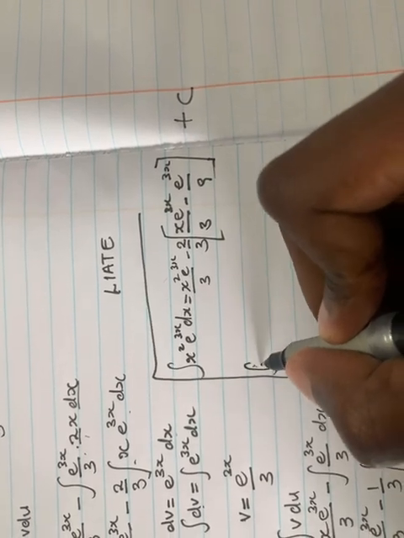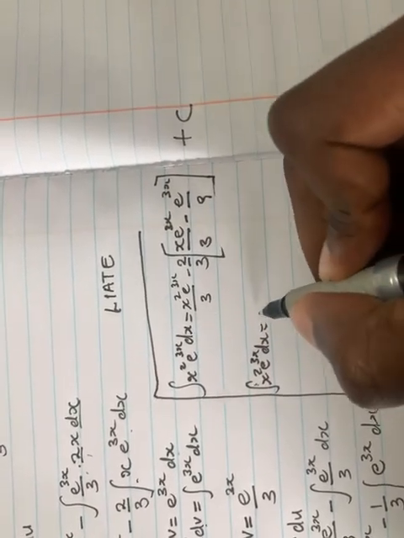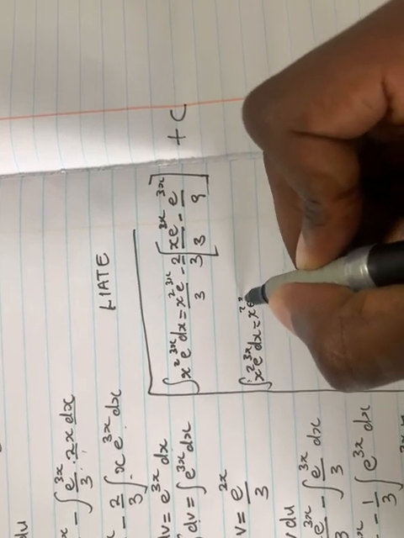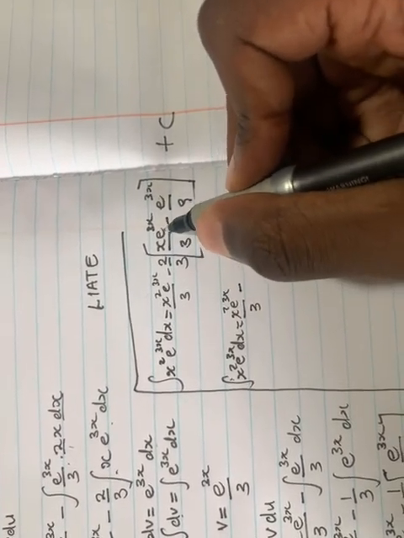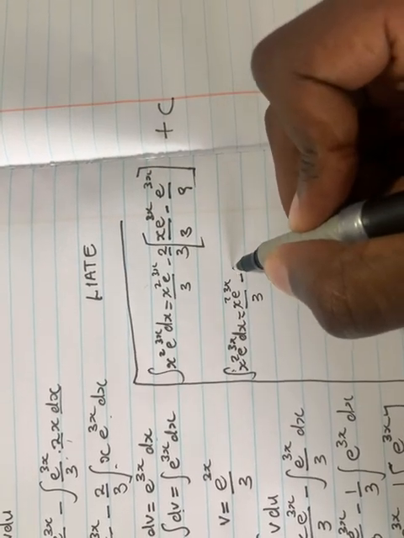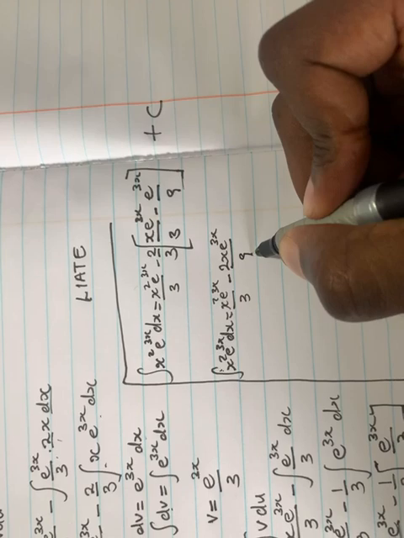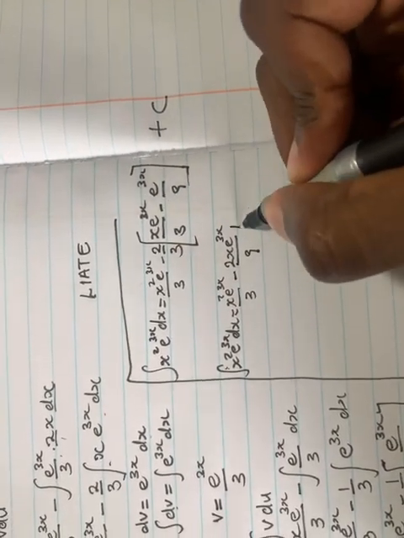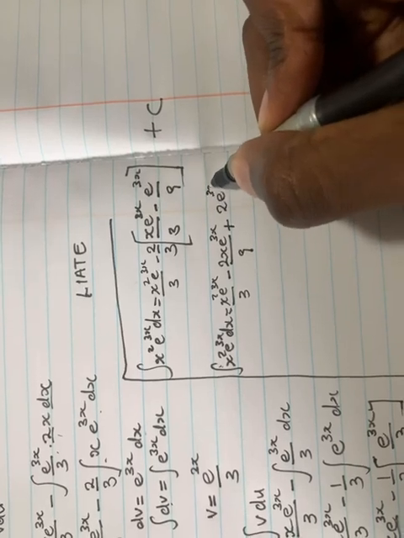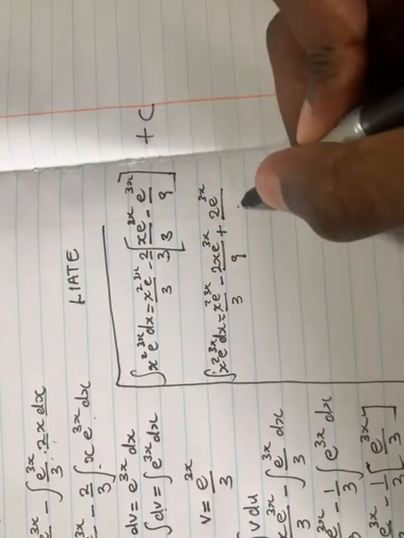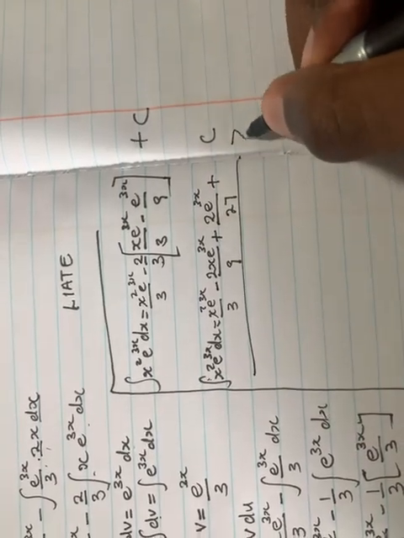So we have the integral of x squared e to the power of 3x dx is equal to, bring down this, so we'll have x squared e to the power of 3x over 3 minus 2 times x e to the power of 3x over 3, so it will be 2x e to the power of 3x all over 3 times 3, which is 9, and then a negative and a negative will be positive, and therefore 2 times e to the power of 3x, which will be 2 e to the power of 3x over 3 times 9, which will be 27, and plus our constant. And this is the final answer for our first problem.